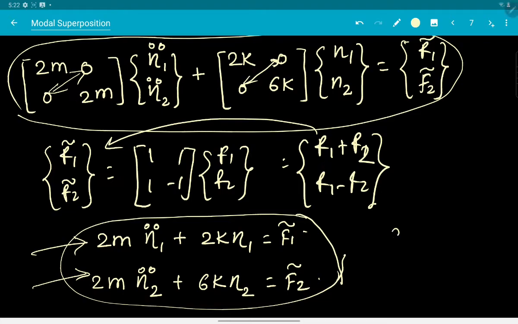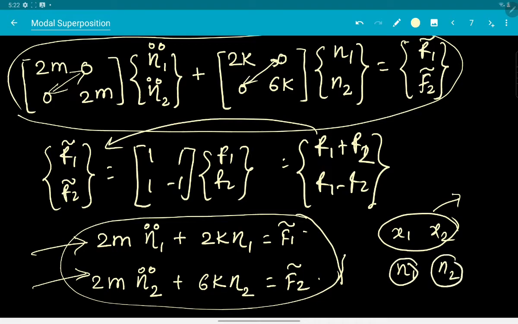When we were writing in terms of x1 and x2, we obtained a set of equations that was coupled in nature, and now when we write it in terms of eta 1 and eta 2, we get decoupled equations. And what are eta 1 and eta 2? They are nothing but the contribution coefficients of mode number 1 and mode number 2. So by going through this route of modal superposition, you have decoupled equations. It is now equivalent to having two single degree of freedom systems which behave separately.